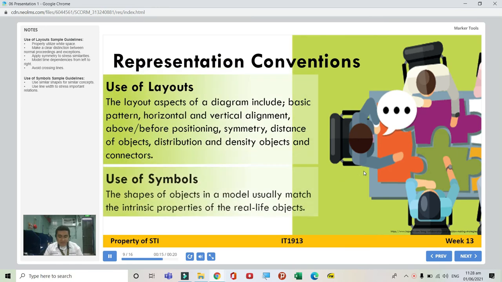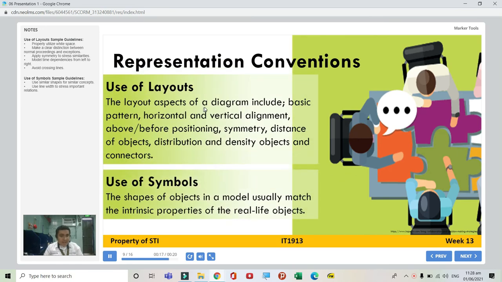Okay, you have it here. The use of layouts. The layout aspects of a diagram include basic pattern, horizontal and vertical alignment, above and below positioning, symmetry, distance of objects, distribution and density of objects and connectors. Usually, when we create models, there are already existing diagrams, okay? But especially if the business is quite unique, with its type of services they offer, we try to create or customize the diagrams or tools that we already have.